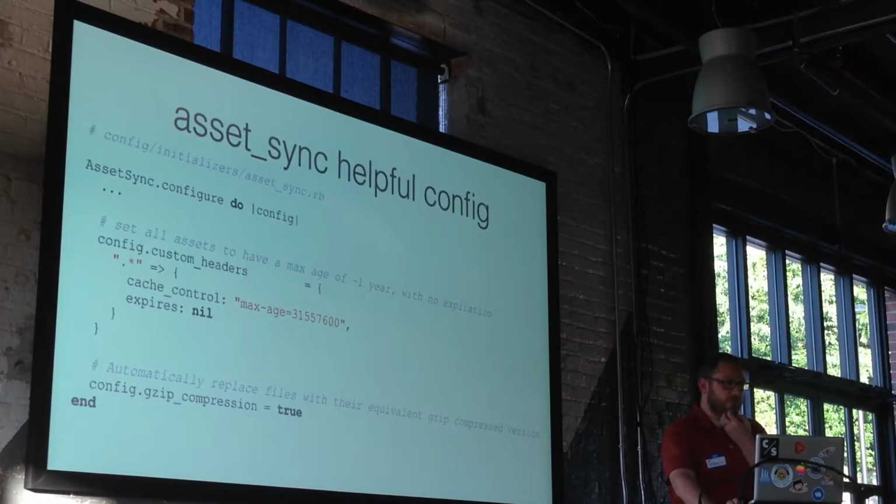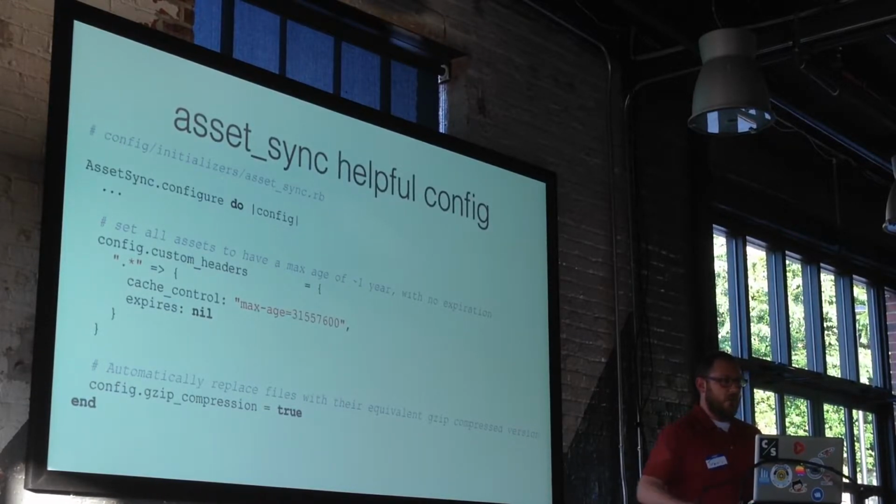So some helpful config that we also did to get the CDN and asset sync working better for us is you can set custom headers on S3 objects, and CloudFront will mirror whatever headers those are. So whatever headers are set on S3, CloudFront will just forward those onto the browser.